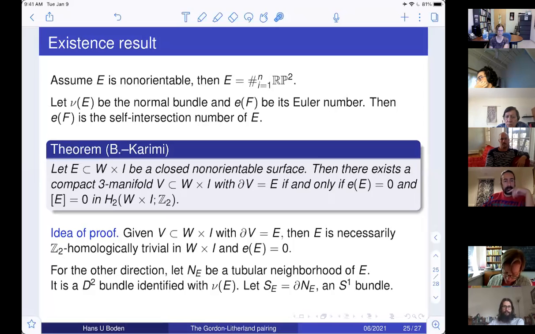Let me just finish by stating this theorem. It gives necessary and sufficient conditions to have such a three-manifold. The conditions are that the Euler number of this knotted surface vanishes, and the knotted surface is homologically trivial with Z2 coefficients. This theorem is proved using techniques from obstruction theory. So I'll end there. Thank you.